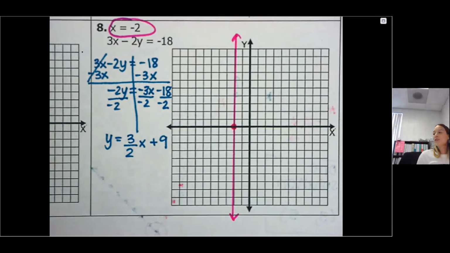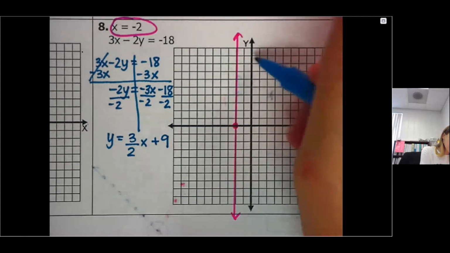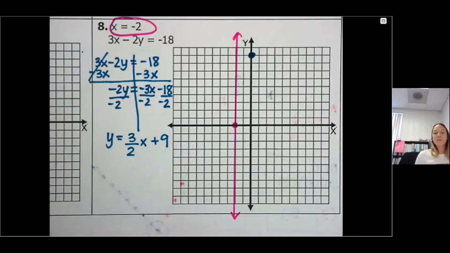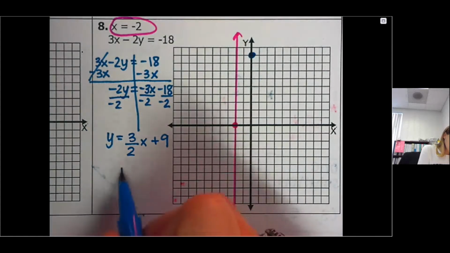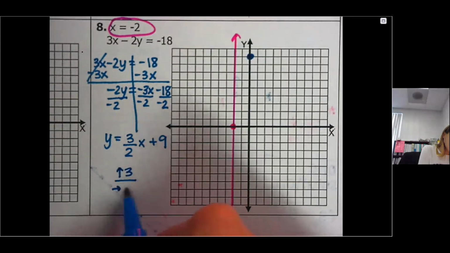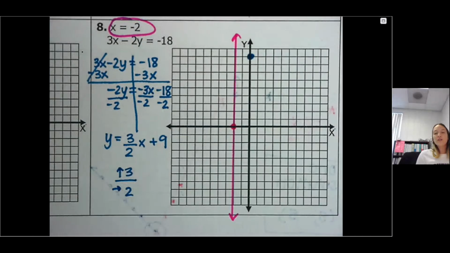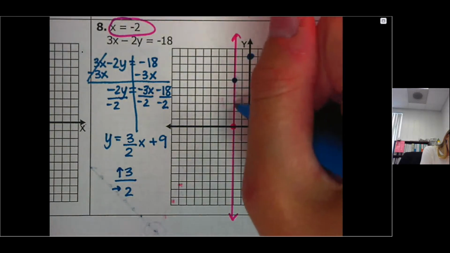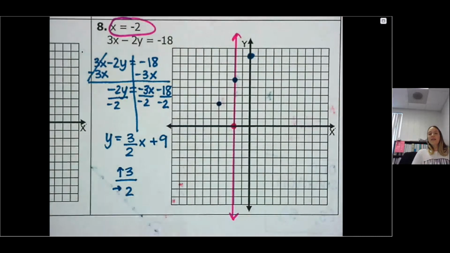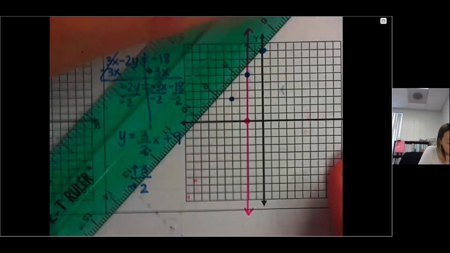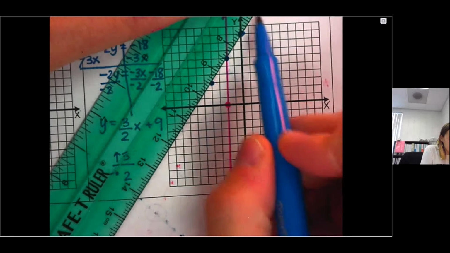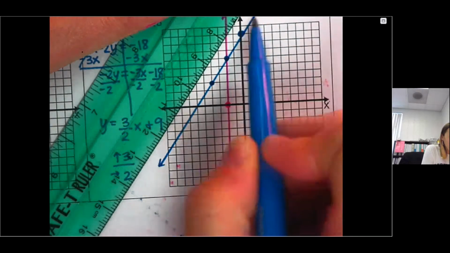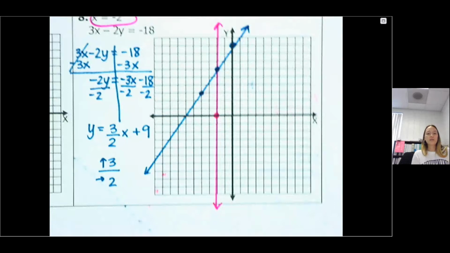Okay. So what does this graph look like? Where do I start? Positive 9. And then what's my slope? Go up 3, go to the right 2. Up 3 to the right 2, but already I see that that's going to go off the graph, so I'm going to reverse it, and I'm going to go down 3 to the left 2. Ooh, and look at that. The first point that I did, yep. How nice. Yes, this is one solution.